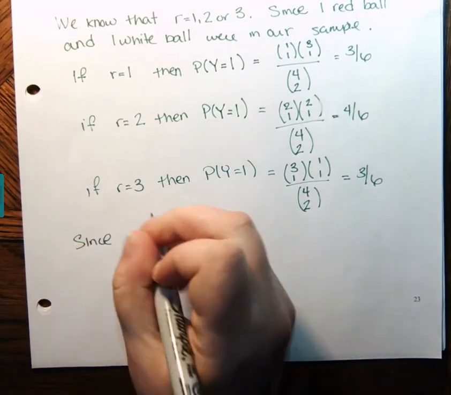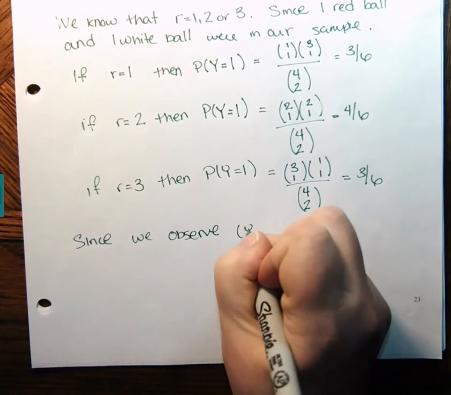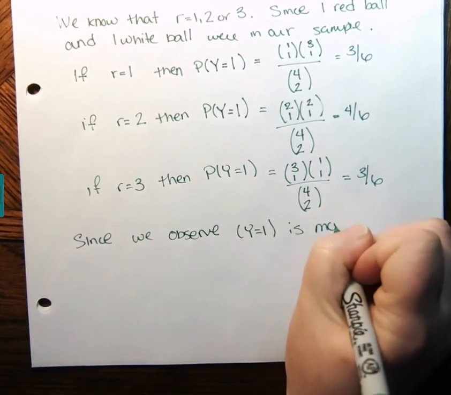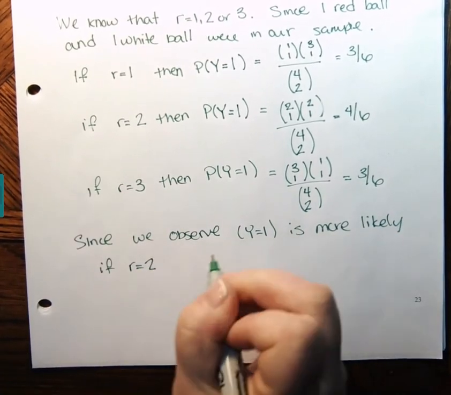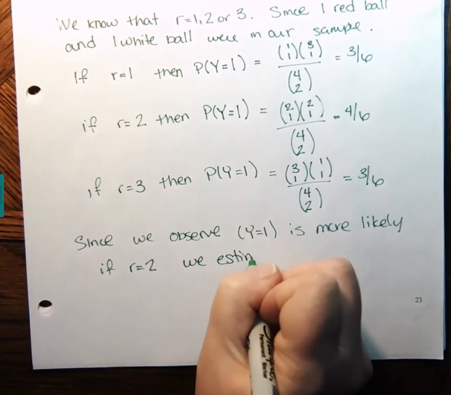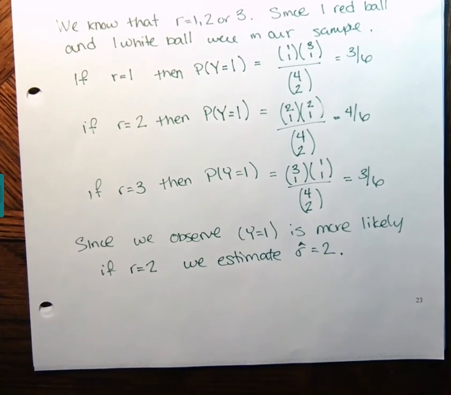Since we observe y is equal to 1 is more likely if r is equal to 2, then we estimate r hat is equal to 2. So again, we looked at all the different possible values that r could take, and for each of those scenarios, we looked at the probability of drawing 1 red ball. We see that the probability is highest when r is equal to 2, so that is going to be our best estimate of 2. In other words, we have maximized the likelihood in this case.